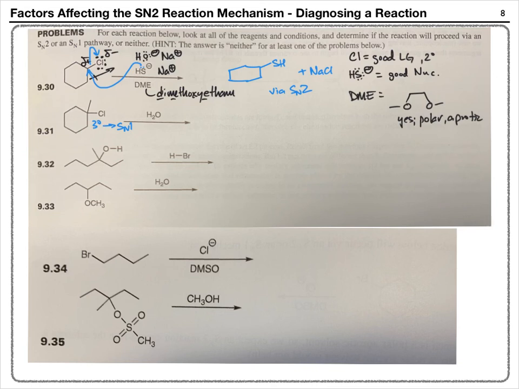So if this does not proceed through SN2, it proceeds through SN1, which means the reaction still substitutes Cl for OH, but the mechanism by which that happens is different. This is your byproduct. And on Monday we'll talk about how the mechanism for SN1 differs from SN2, and we'll run through the rest of these as well.